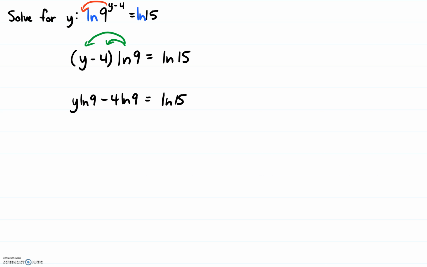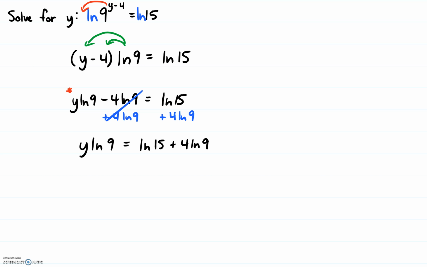Now the only term with a y in it is this first term right here, and so we need to isolate that term, and then we'll worry about dividing. In order to isolate that term, we're going to add 4 natural log of 9 to both sides. On the left-hand side, that cancels out that term, leaving us with y times the natural log of 9 on the left-hand side equal to the natural log of 15 plus 4 times the natural log of 9 on the right-hand side.